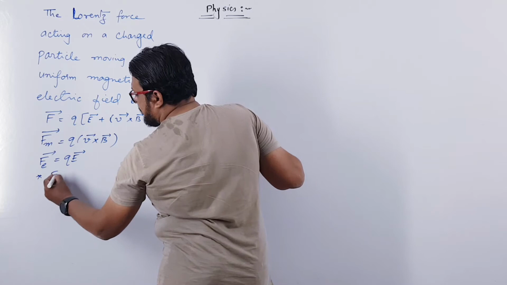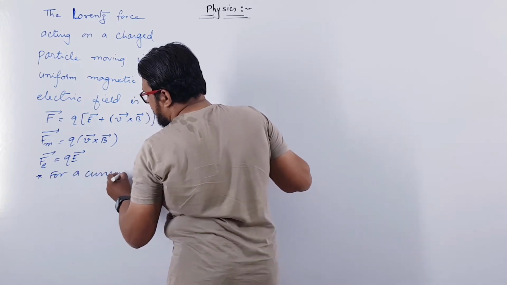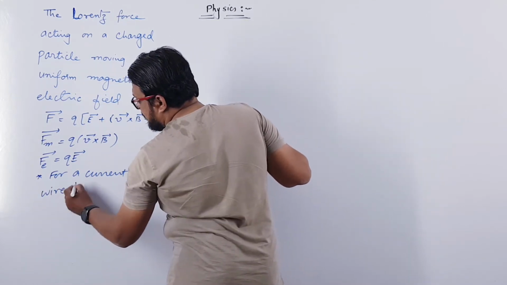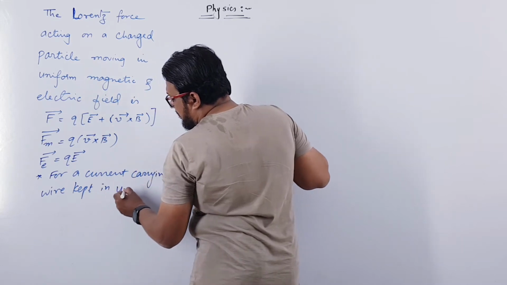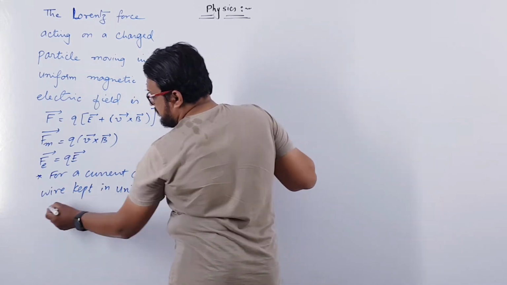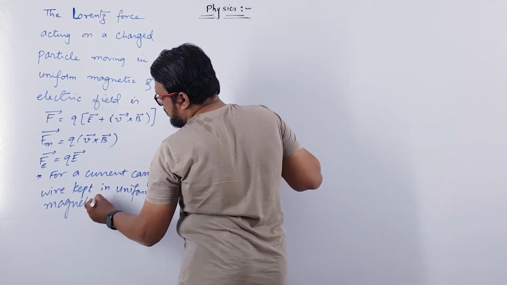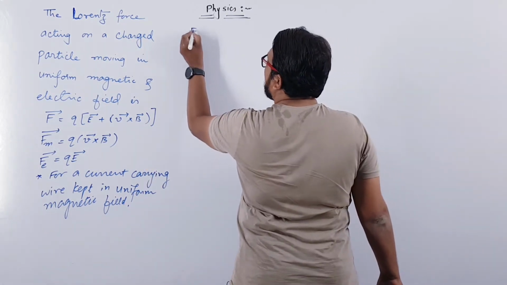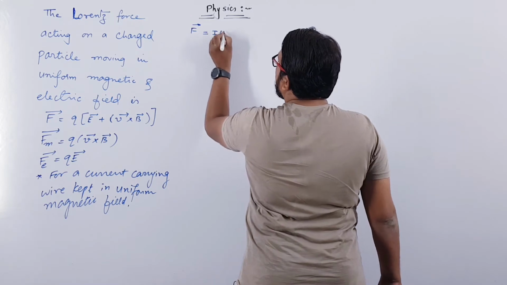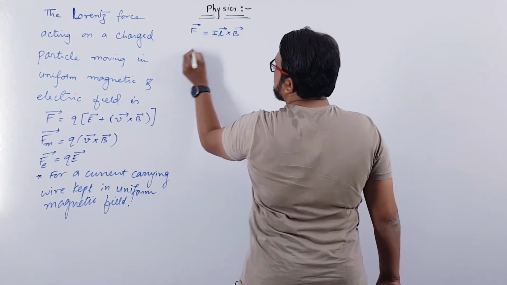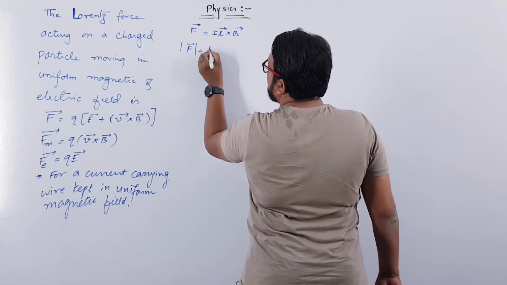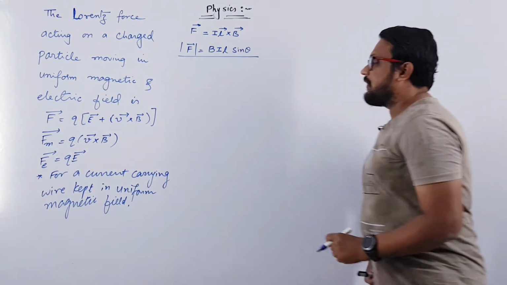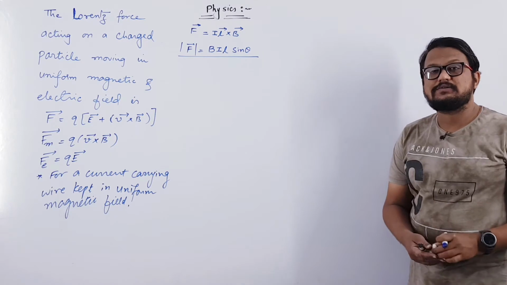For a current carrying wire kept in uniform magnetic field, the magnetic force acting on it is given as F equal to IL cross B, and the magnitude of force will be BIL sin theta. You can remember it like this, BIL sin theta, right? This is what we have already discussed in our last two video lectures.